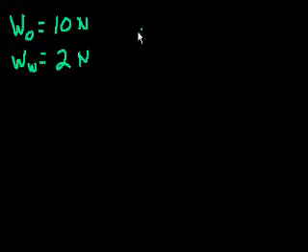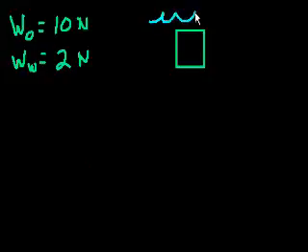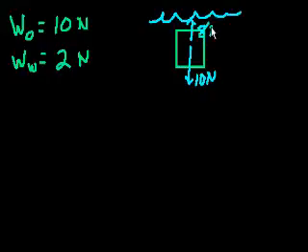So a way to think about it is once you put the object in the water, so let's say it could be a cube. It doesn't have to be a cube, it could be anything. And it's in the water. So let me draw the water. This is the water up here. We know that we have a downward weight that is 10 newtons. But once it's in the water, the net weight is 2 newtons. So there must be some force acting upwards on the object of 8 newtons, right?